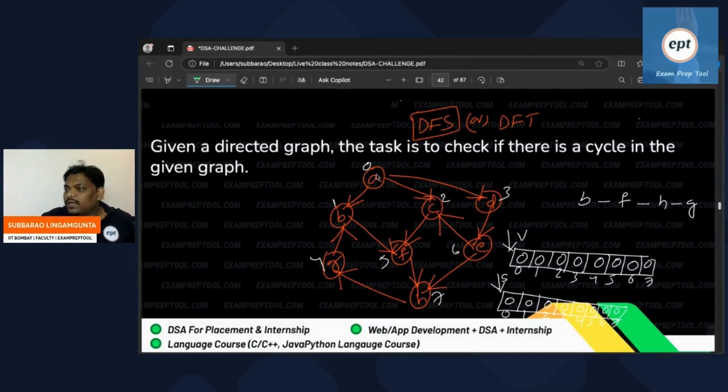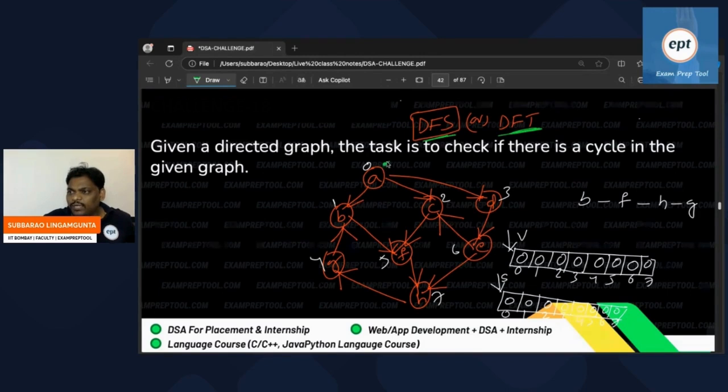Now let me start. Let me start from any vertex. I am starting from A. Listen everyone now. Remember, I have to use a DFT or DFS. Both are the same. Some people will say depth first search, some people will say depth first traversal. Both are the same.